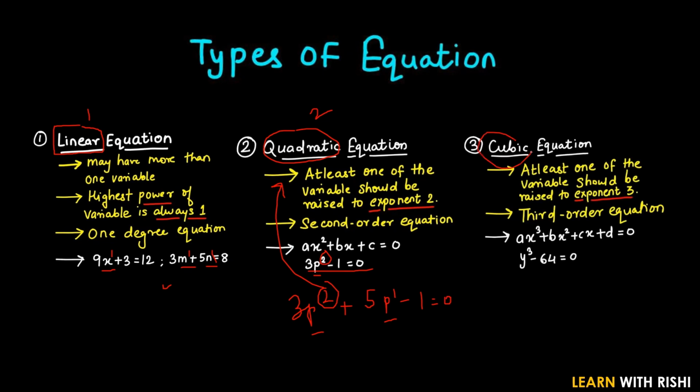Next is the cubic equation. A cubic equation means the highest power should be 3. So at least one of the variables should be raised to exponent 3. It is known as a third order equation. For example, y cube minus 64 is equal to 0.